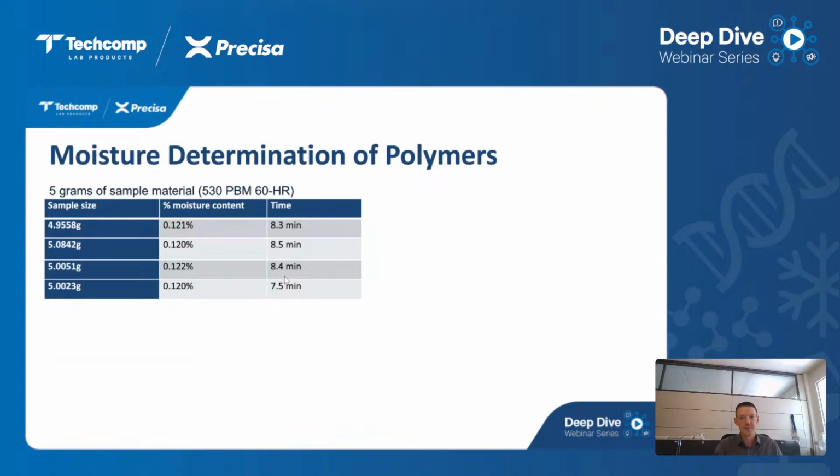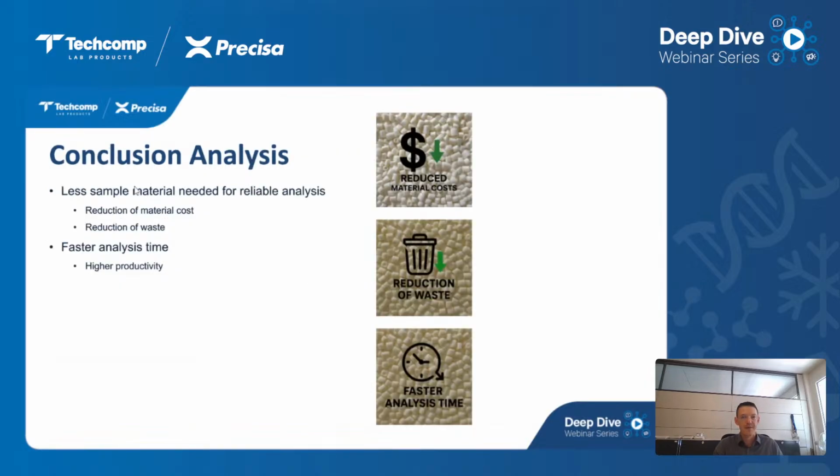Now the question is, how does everything come together? So the conclusion is that we need less sample material to get reliable analysis results. We have a reduction of material costs because less sample material is needed. And of course, we have a reduction of waste, which makes our lab greener. Also, we have a faster analysis time, which results in higher productivity.